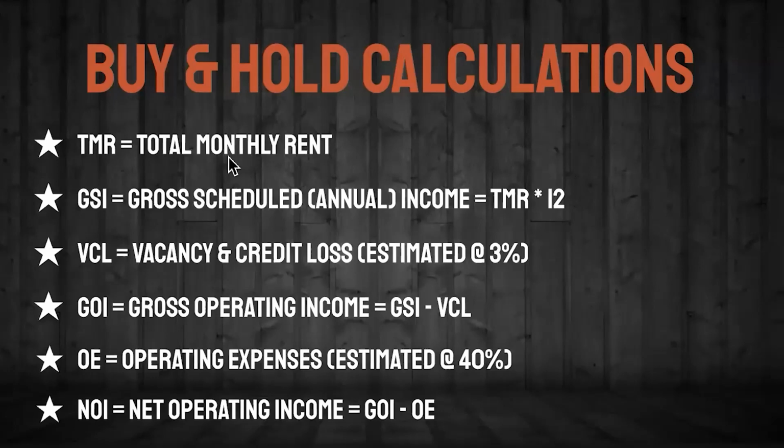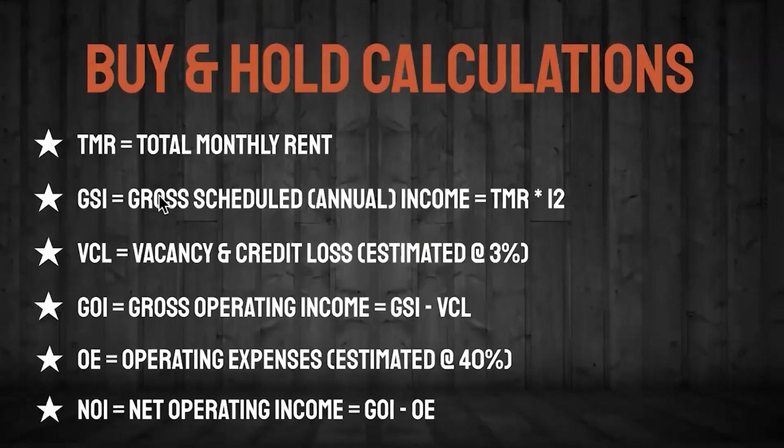All right, so that's TMR. You don't hear TMR a whole lot, but I just want to make sure you understand what that means. The second number, which actually gets used in some of the calculations that are important for buy and hold investors, is what's referred to as GSI, or gross scheduled income, and that's on an annual basis. GSI is the total monthly rent multiplied by 12. So how much money is this property scheduled to bring in over a 12-month period based upon the current rents?